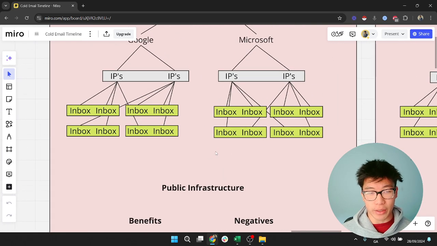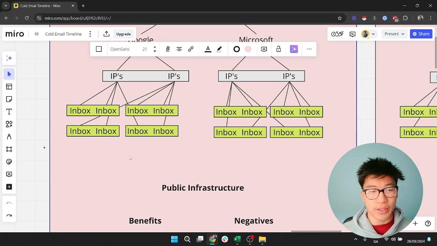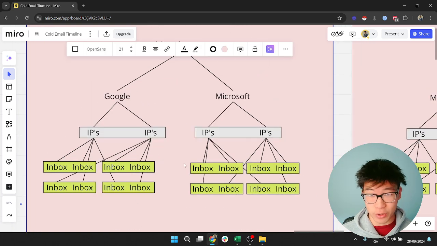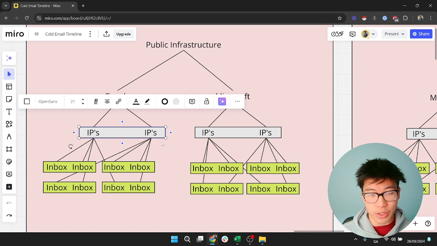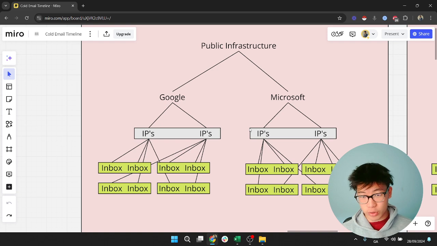So before we do that though, you see this setup here where you have, oh, I'm going to move that back. You have inboxes and you have IPs, right? The inboxes are connected to these IPs. This is just how this works. And then the IPs are kind of bunched up on a server together, which is this gray bit. And then you have these IPs and they're owned by Google or they're owned by Microsoft. And their IPs are also on their own kind of turf.